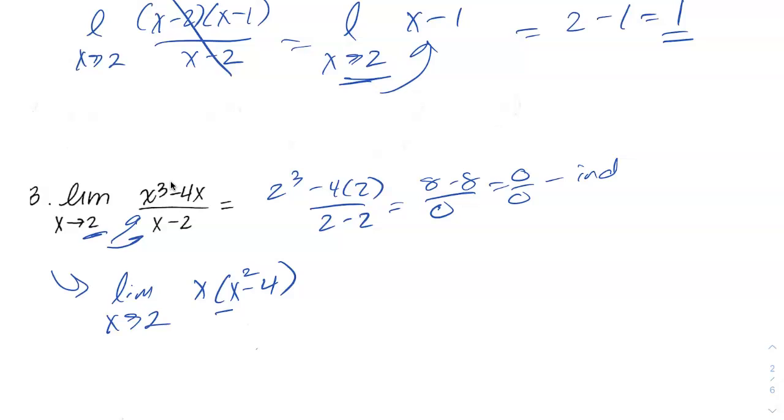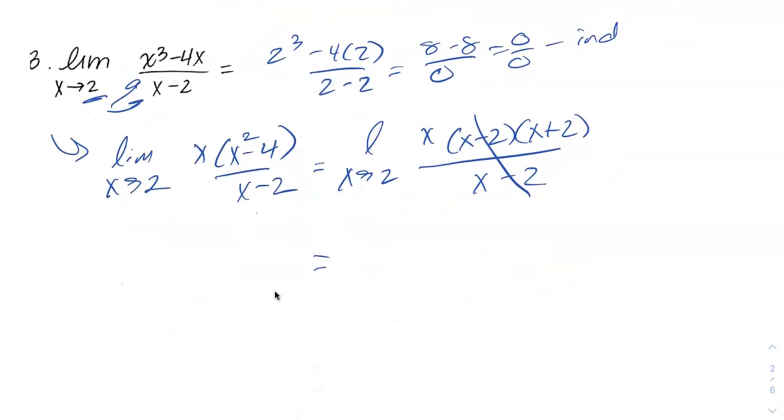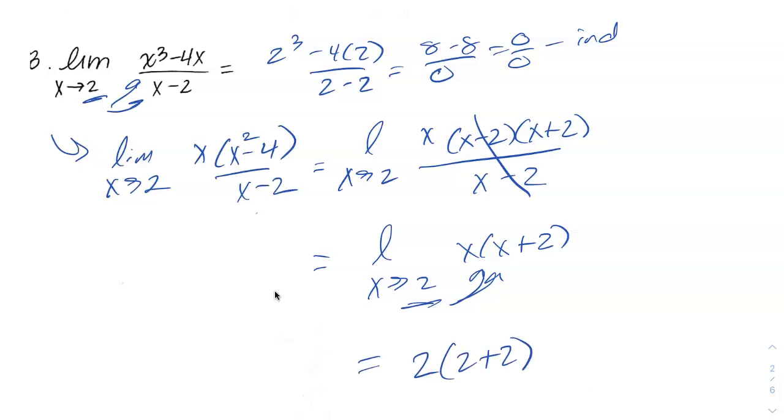X squared minus 4 over x minus 2. Got to factor some more. And again, notice I have not subbed it in, so I'm still writing the limit. This is a difference of 2 squares. X minus 2, x plus 2, over x minus 2. These reduce, so now I have the limit as x approaches 2 of x times x plus 2. Now I can sub this guy in, and I get 2 times 2 plus 2, or just 8.